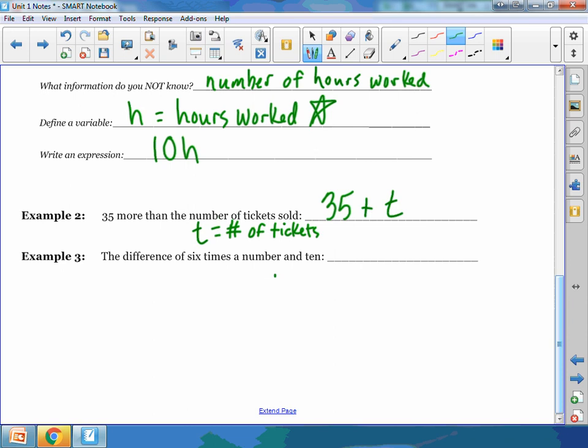Now, the next one, you don't have to define the variable because there's no context to the problem. The variable is just going to represent the number. We don't know what the number is, so I always just use an n in a case like this. All right? So what would your expression look like? It's easy to make a mistake on this one if you're not careful. Good, Sam.